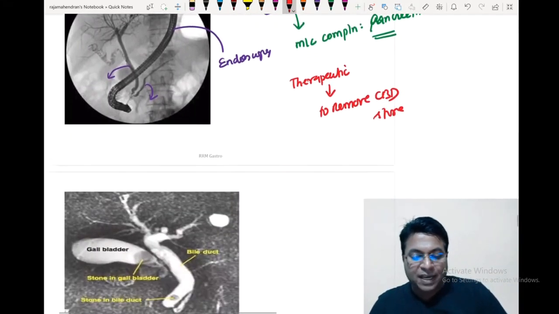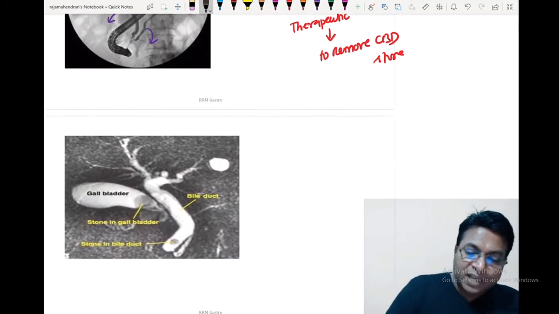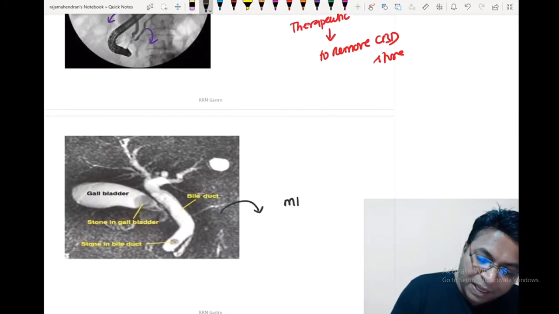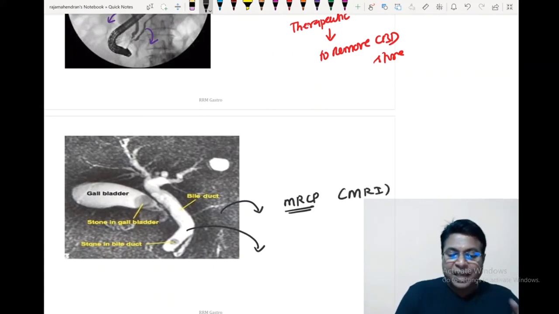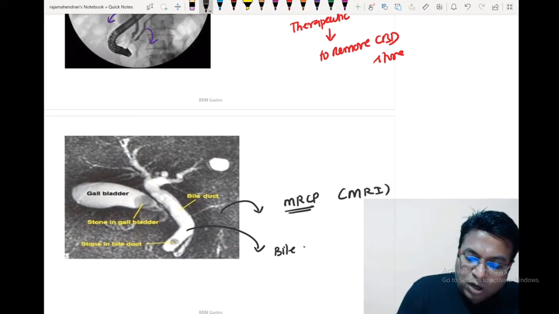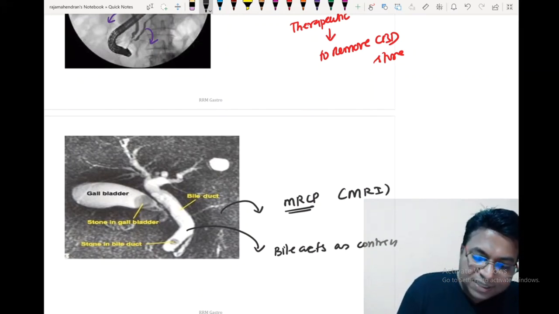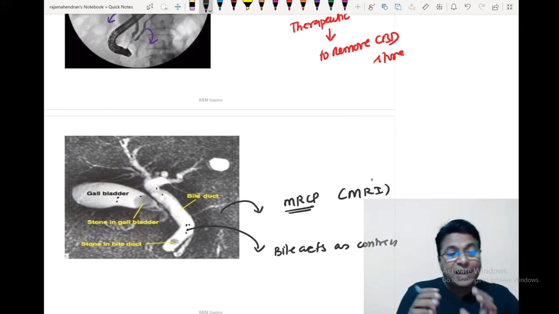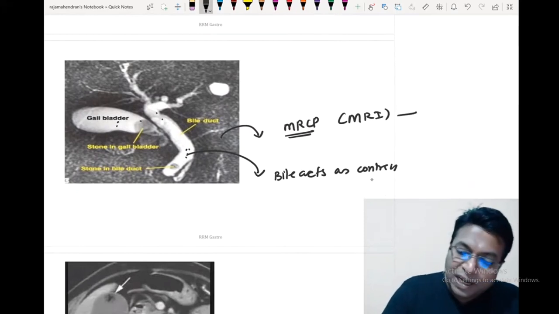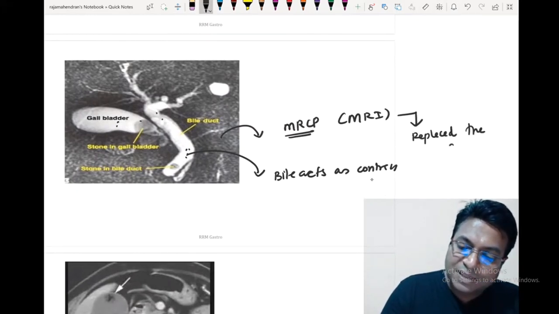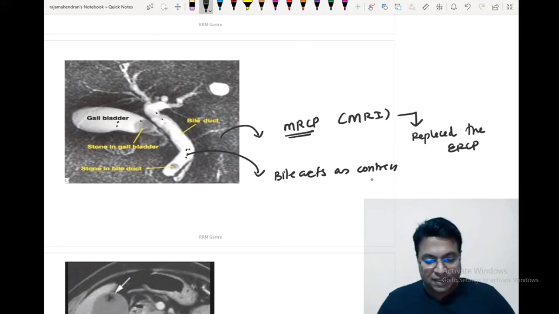Don't make a mistake in this procedure. I am seeing students getting confused with this image. This is an MRCP, magnetic resonance cholangiopancreatography, which is nothing but MRI. It is the MRI principle in which the bile itself acts as a contrast. There is no contrast inside. You can see this is not a contrast at all. It is bile in the biliary system that acts as a contrast. This is MRCP. It has now replaced ERCP for diagnostic purposes.